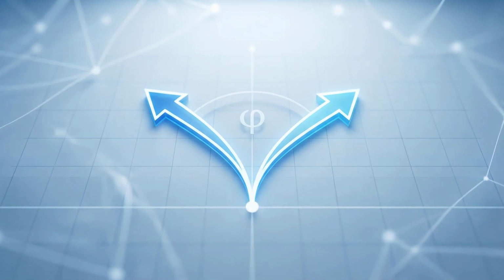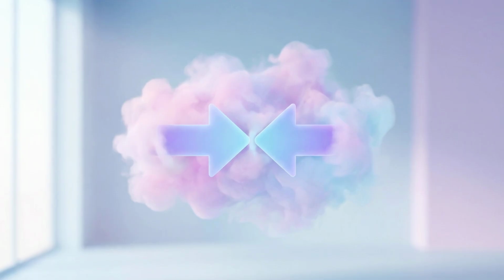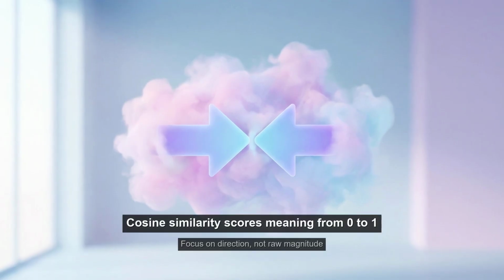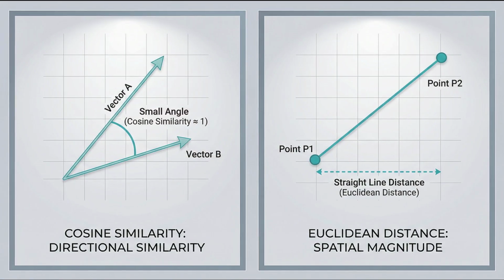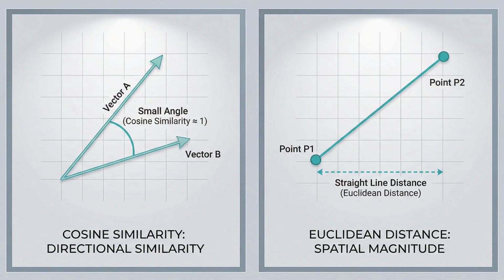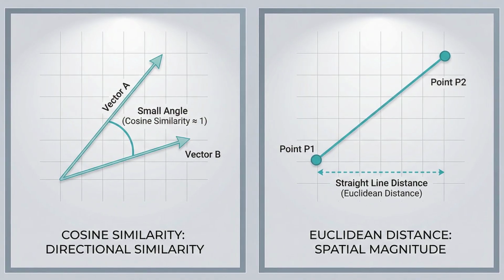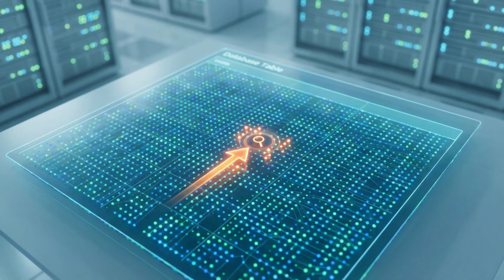Then comes a simple question. How to tell whether 2 embeddings are similar? A common method is Cosine Similarity. It compares the angle between 2 vectors and gives a score between 0 and 1. If the vectors point in the same direction, they're semantically aligned. This ignores raw magnitude and focuses on meaning, not scale. Other options exist, like Euclidean distance, which looks at straight-line distance. But cosine is a popular default because it emphasizes direction, the essence of what the vector is about.